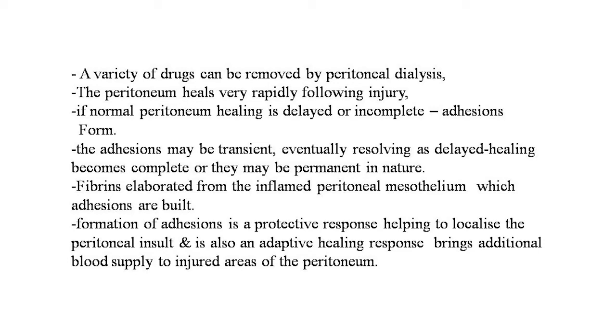If normal peritoneal healing is delayed or incomplete, adhesions are formed. The adhesions may be transient, eventually resolving as delayed healing becomes complete, or they may be permanent in nature. Fibrin is elaborated from the inflammatory peritoneal mesothelium, from which adhesions are built. In this way, the adhesions and bands are formed. Formation of adhesions is a protective response helping to localize the peritoneal insult, and it is also an adaptive healing response that brings additional blood supply to injured areas of the peritoneum.